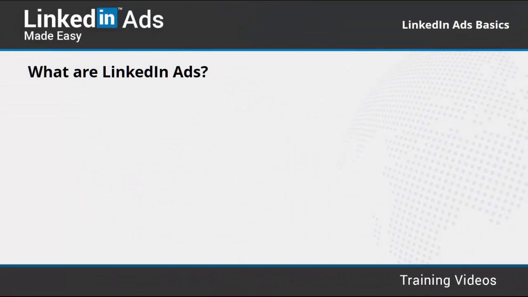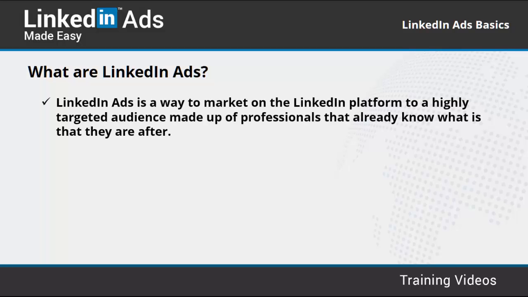What are LinkedIn ads? LinkedIn ads is a way to market on the LinkedIn platform to a highly targeted audience made up of professionals that already know what it is they're after. LinkedIn ads are a great way to reach a global audience by promoting your particular brand or service right in a professional context that has been calibrated for business since day one.